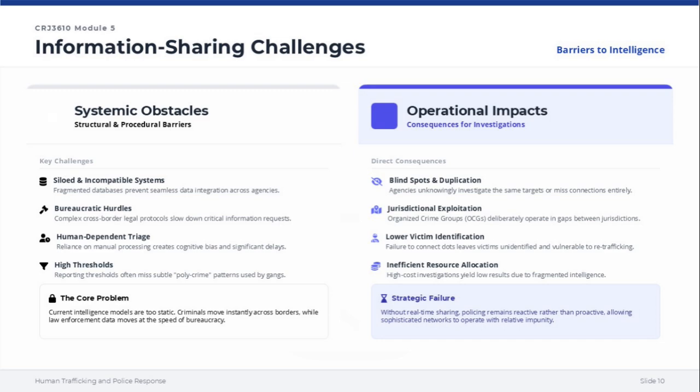High reporting thresholds and manual processing create blind spots, causing agencies to duplicate investigations or miss critical connections. These systemic gaps reduce victim identification and limit successful prosecutions. When intelligence is not shared in real time, policing remains reactive rather than proactive. Strengthening interagency coordination, improving data integration, and reducing structural barriers are essential steps toward disrupting trafficking networks before further exploitation occurs.